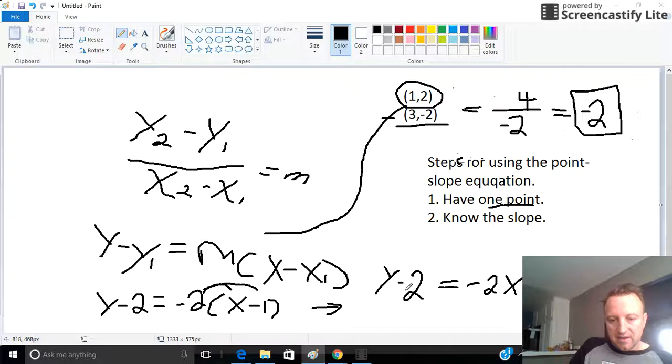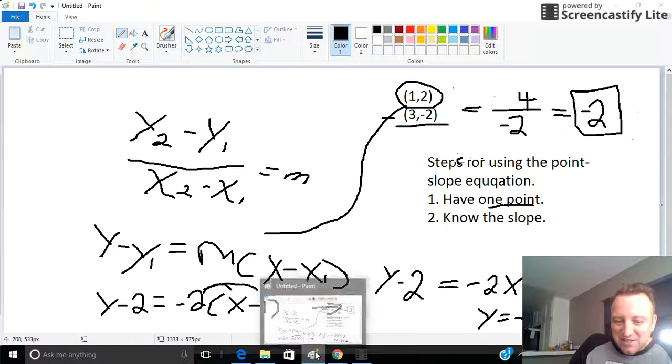And then how do you get rid of that? -2 would be a positive 2 to both sides. So then the answer would be y equals -2x plus 2. And then, or actually, if you added 2 to both sides, it would be plus 4. And that's the answer.